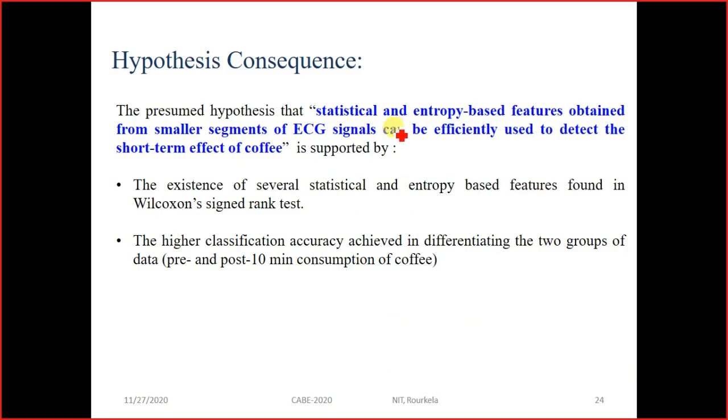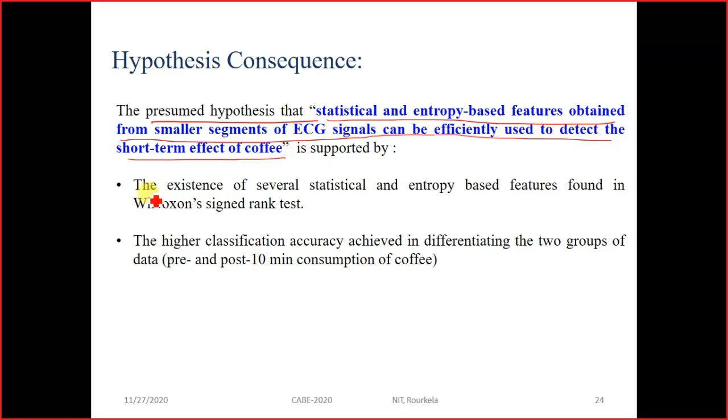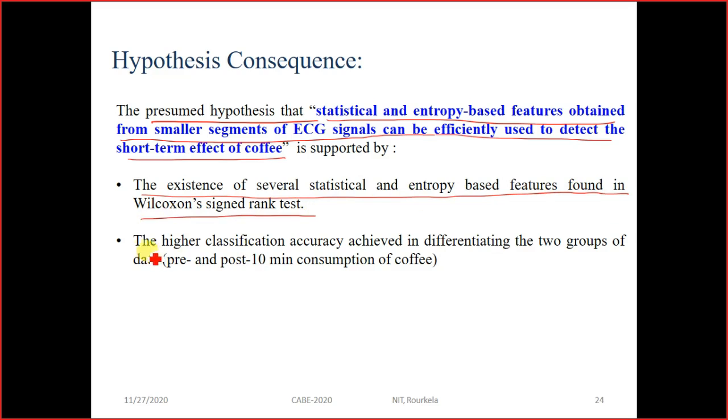So, the hypothesis consequence: we presumed the hypothesis that statistical and entropy based features obtained from smaller segments of ECG signals can efficiently be used to detect the short term effect of coffee, and it is supported by our findings. The existence of several statistical and entropy based features was found through Wilcoxon's signed rank test, and second, a higher classification accuracy was achieved in differentiating the two groups of data, pre and post coffee consumption.